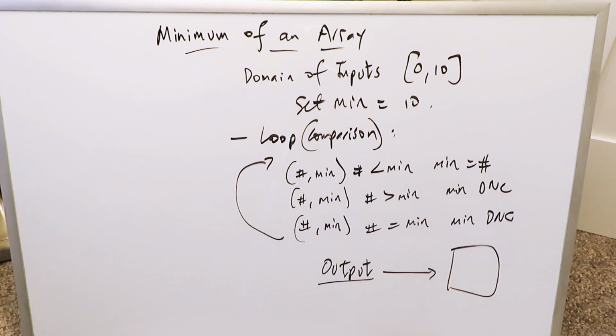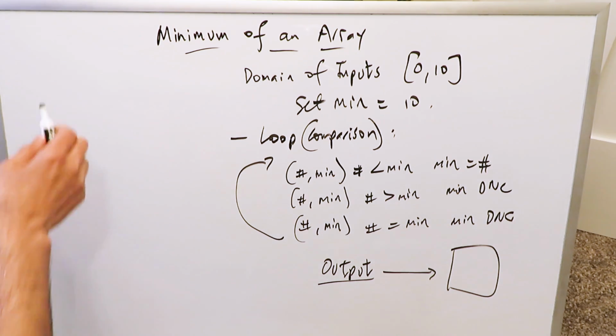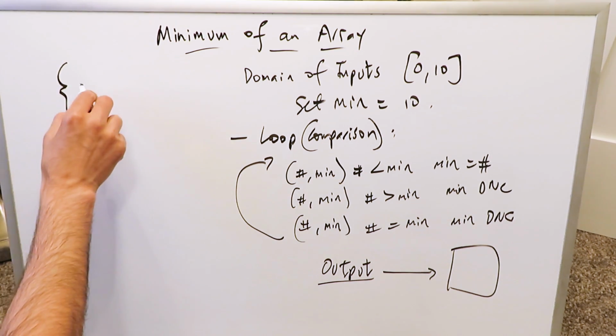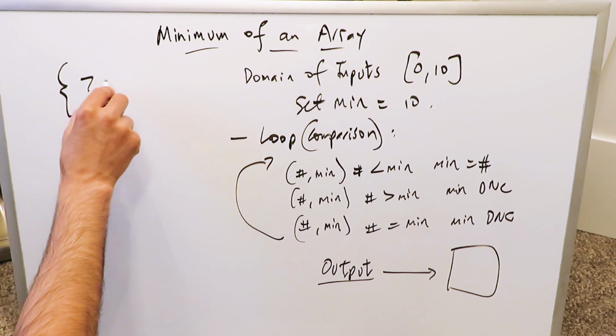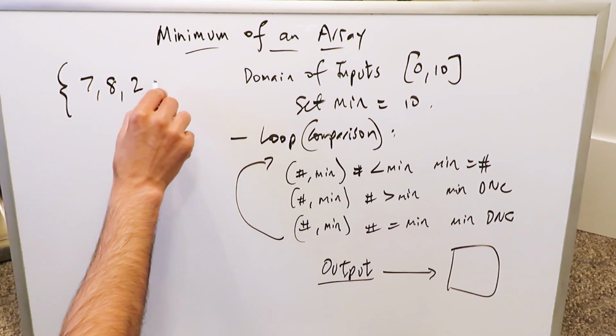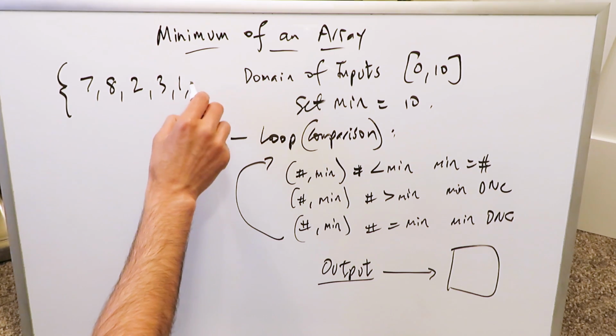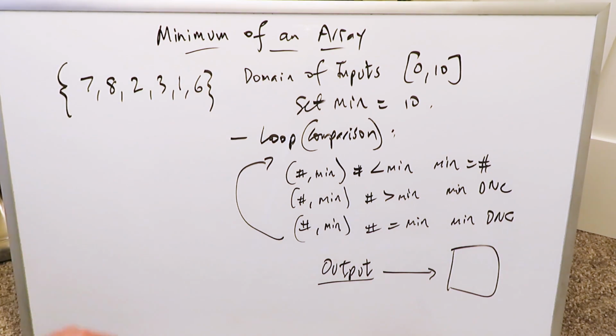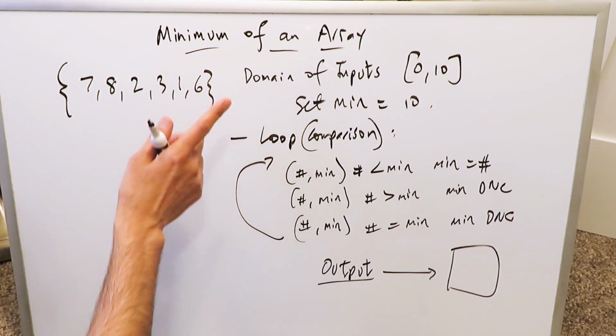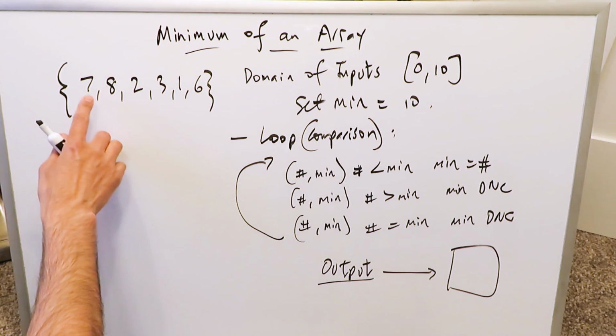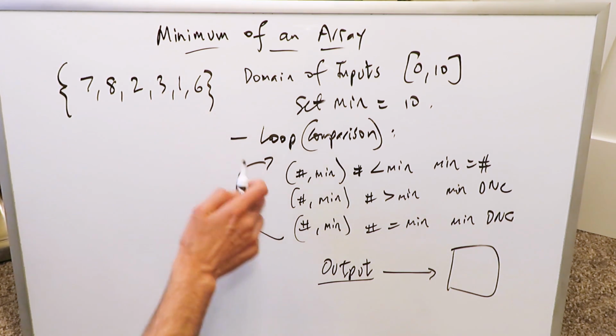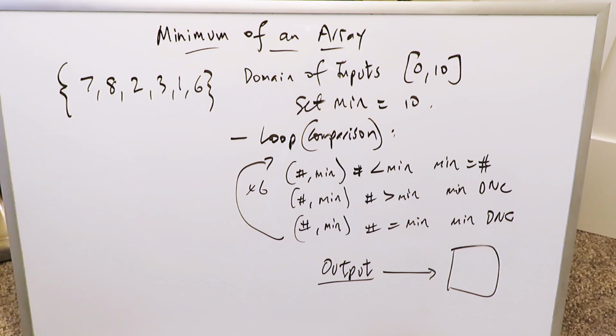So this right here represents the algorithm. When you see it in play over here, it will be much more clear. We have here a list of numbers: 7, 8, 2, 3, 1, 6. Just by looking at this, you know the 1 is the smallest number, but we have to have the algorithm determine that for us. We have 6 numbers, therefore the loop must occur 6 times.